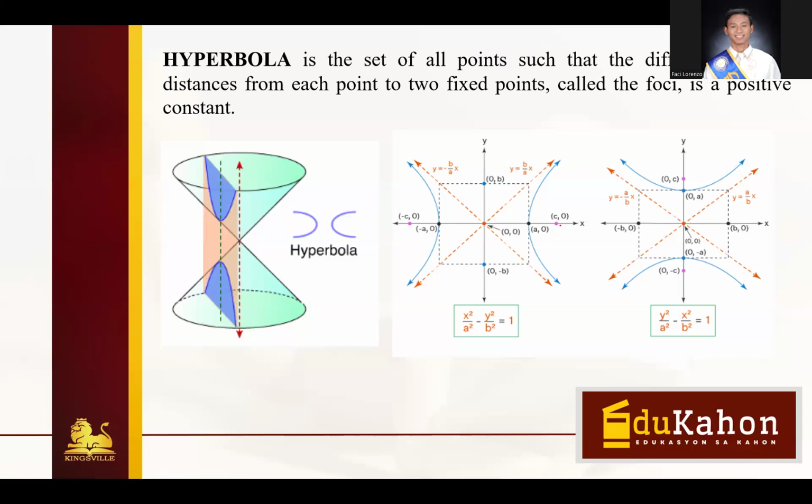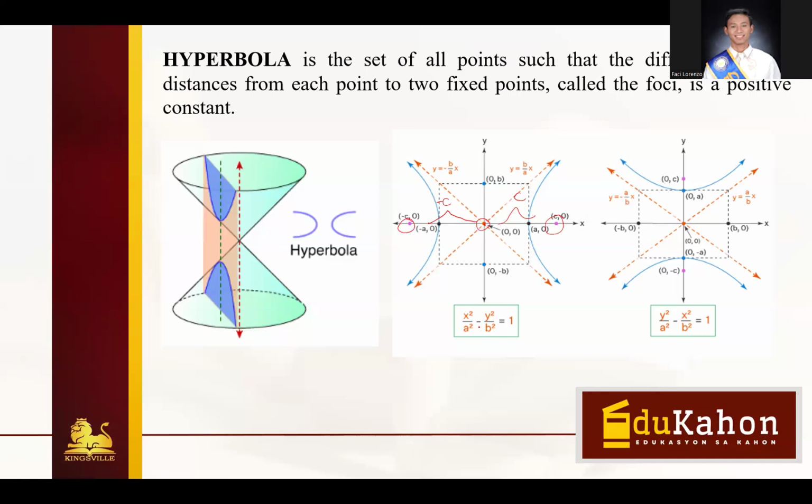Now, the value of C here is your fixed point. And this is the distance from your center to your fixed point, which is the foci. So this is positive C, and the value of your C here is also negative C, having your center on the origin. So this is referred as x squared over a squared minus y squared over b squared is equal to 1.